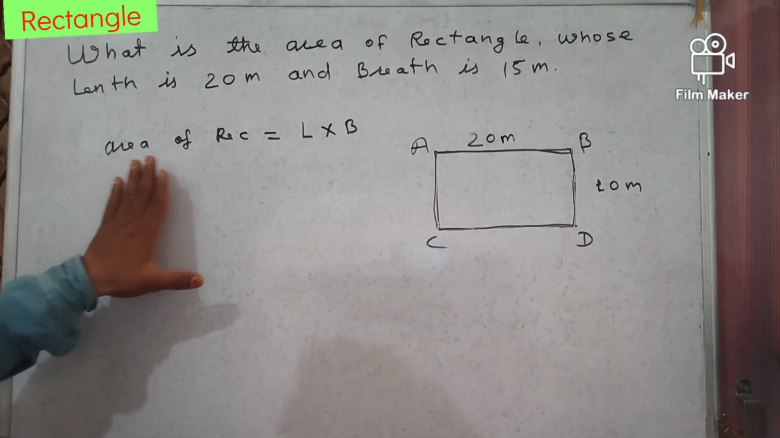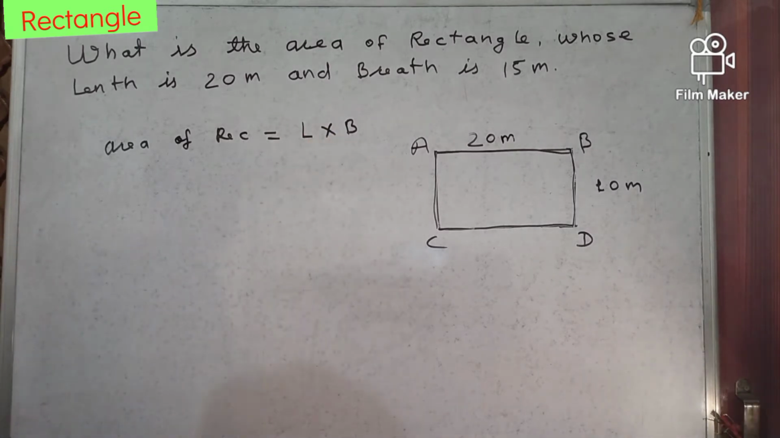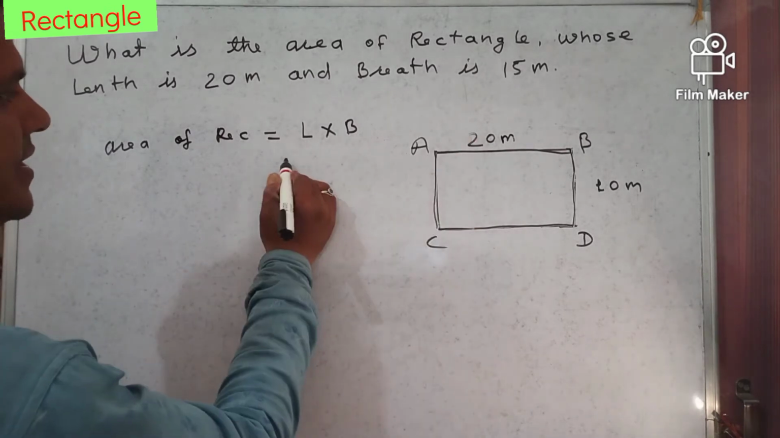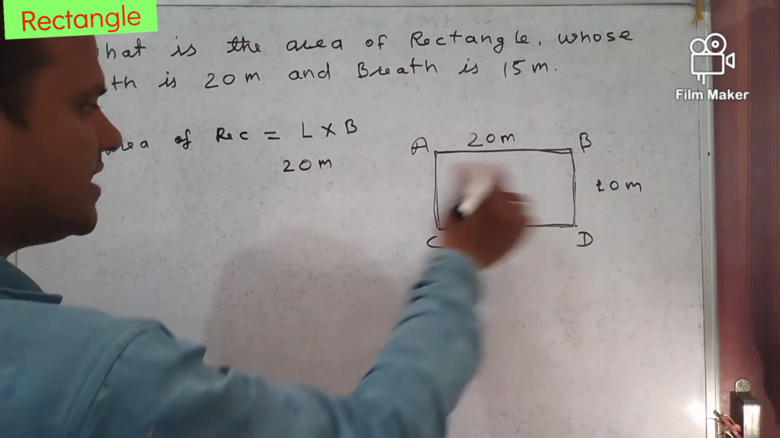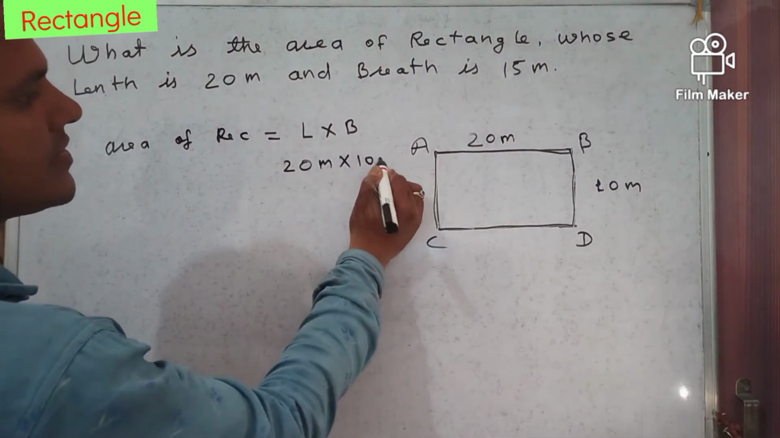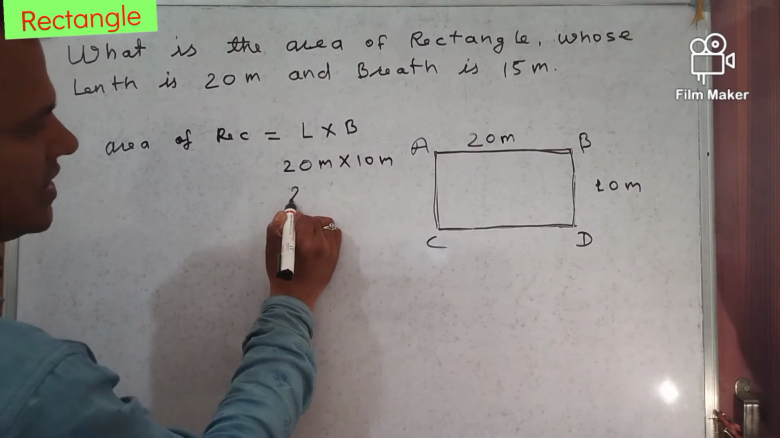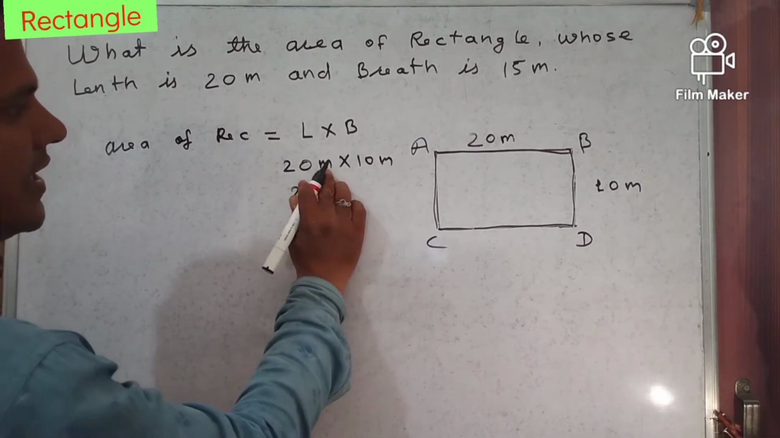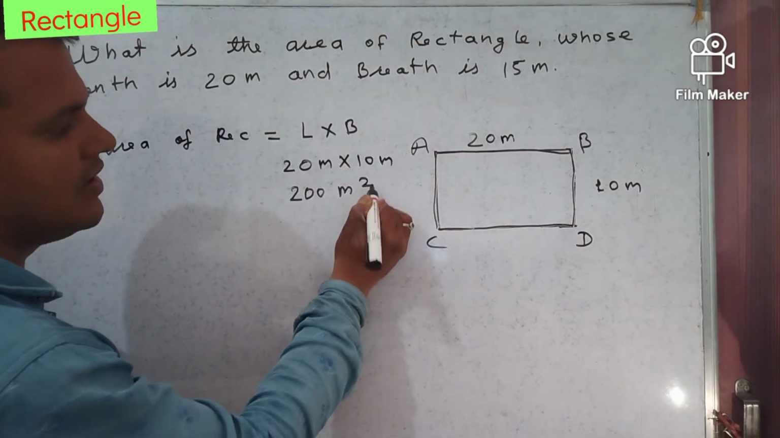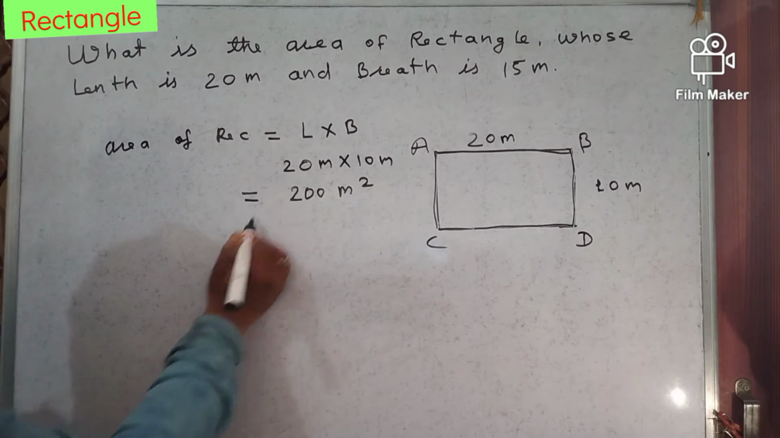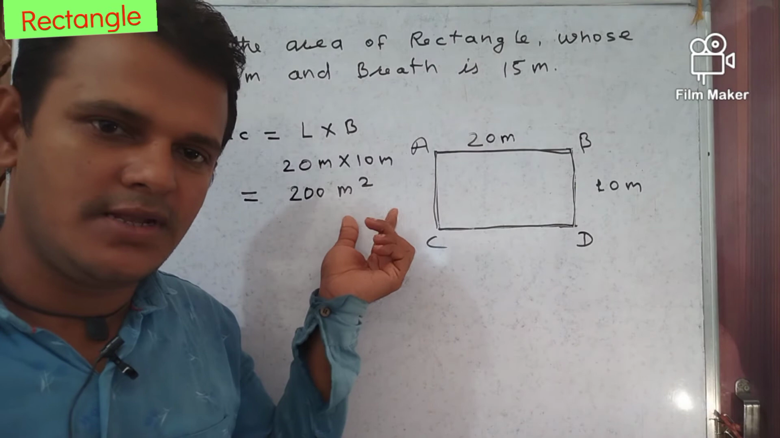Now see here, the area of a rectangle is equal to L into B, meaning length into breadth. So the length is 20 meters and the breadth is 10 meters. So 20 into 10 will be 200, and meter into meter is meter square. So the area of the rectangle is equal to 200 meter square.